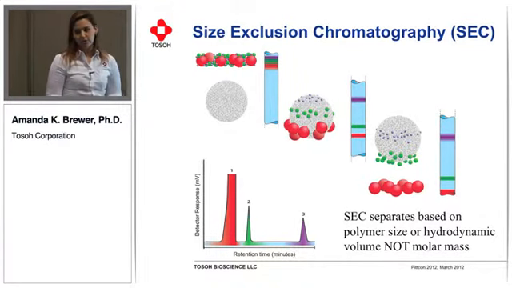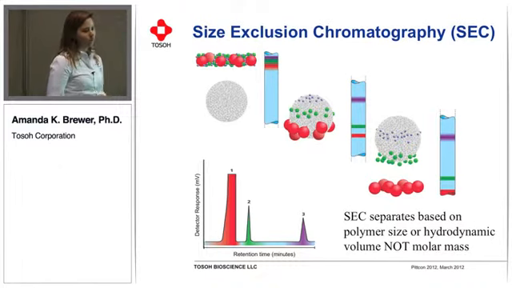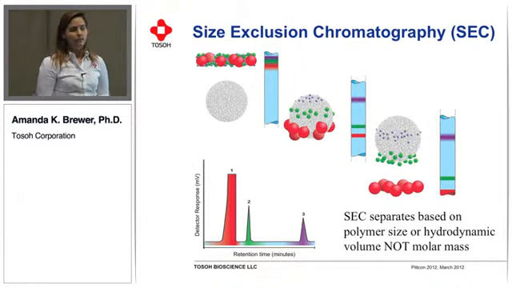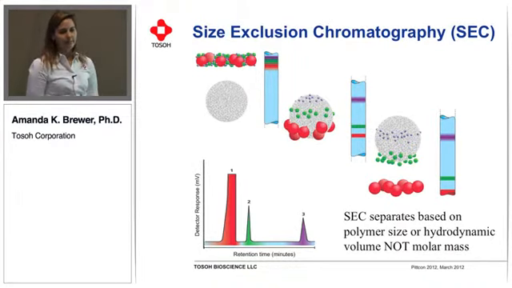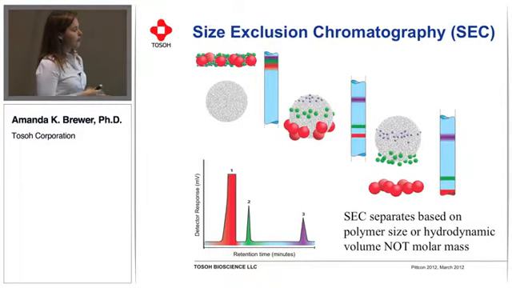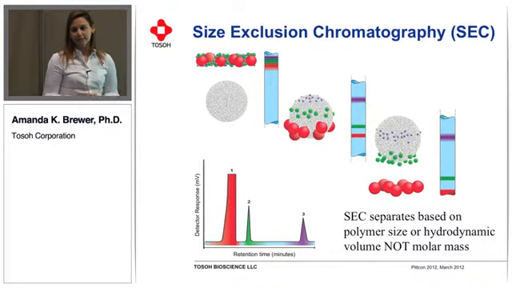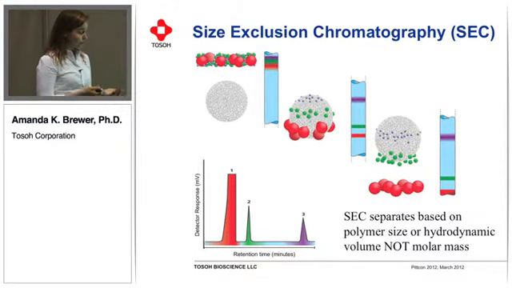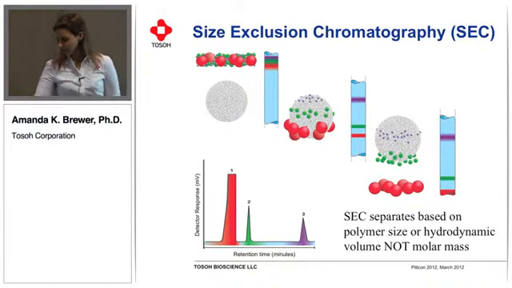Now it's important, just like the name says, size exclusion chromatography. We separate based on size, or what's known as hydrodynamic volume, not molar mass. Remember that, because it's going to come into play in one of the examples that I'm going to show you later. A lot of times people think, oh, I'm separating based on molar mass. But just because something has a high molar mass doesn't mean it's necessarily the largest size polymer in your sample. So you want to make sure that you realize that you are separating based on size.